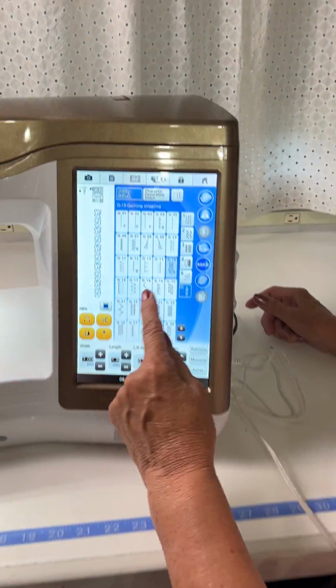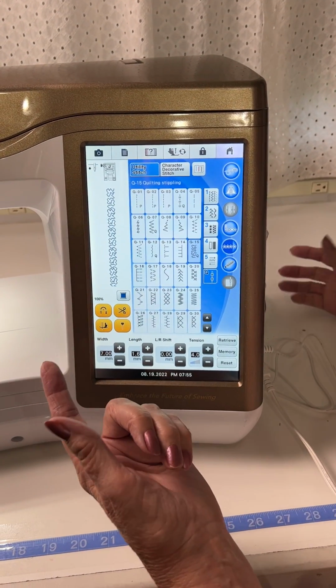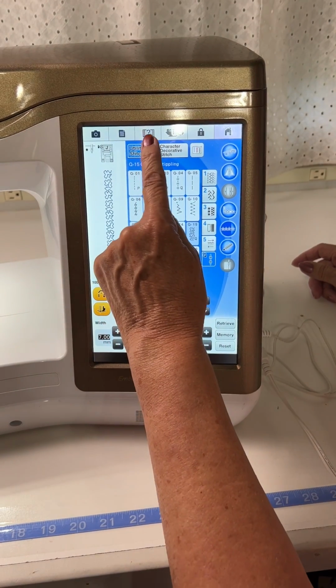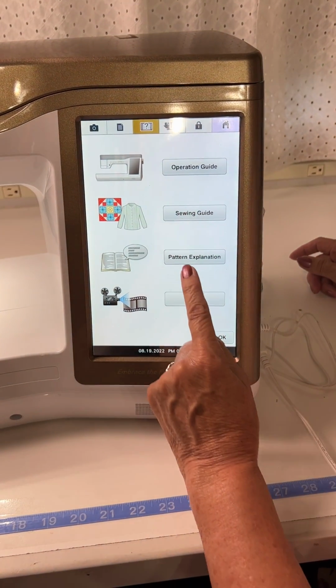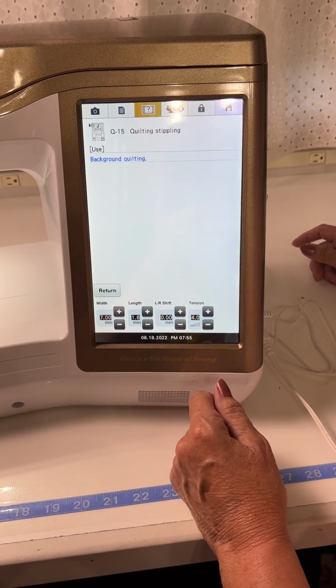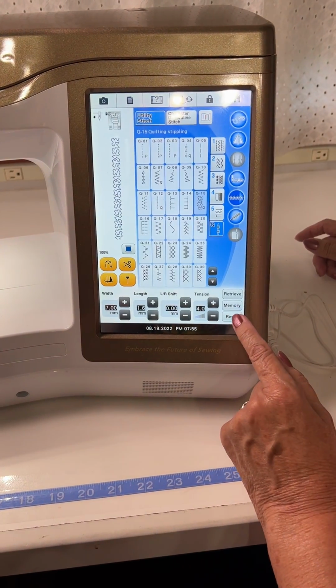Come on in here. I have this stitch right here. It's Q15 and it looks like a squiggly stitch. I'm not really sure what that is. I'm going to go into my question mark. I'm going to touch pattern explanation, and that is a background quilting stitch. Look at that. Look how easy and fun that was.